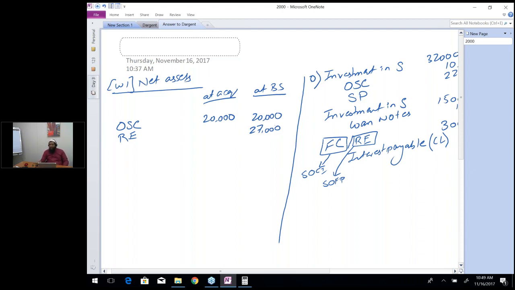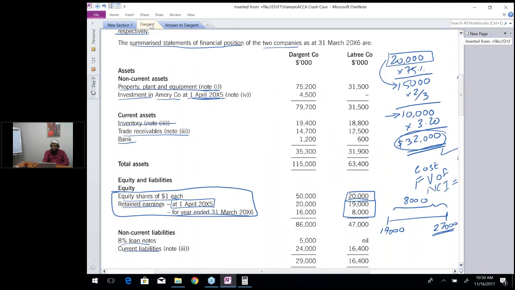Simran, do you want me to repeat again, or are you clear with this? So opening retained earnings were 19,000 according to the question, and profit for the year is 8,000, so the closing would become 27,000. Opening is 19, profit for the year is 8, so the closing is going to be 27.